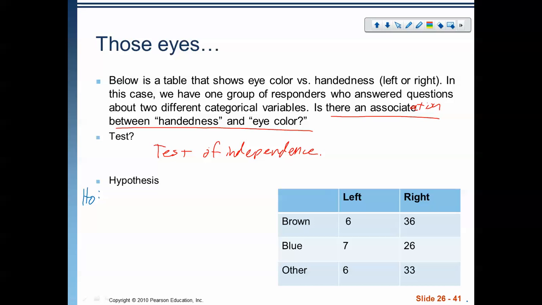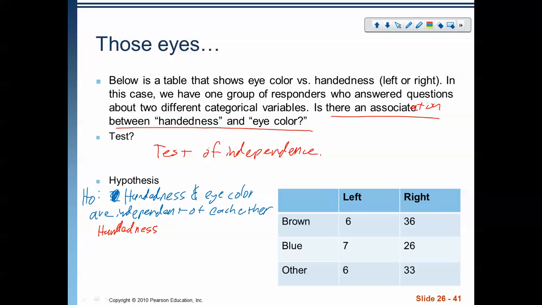You can write it one of two ways. We're not writing a question, so we would say handedness and eye color are independent of each other. That is saying that they are independent. However, if we were using this language of association, we're saying handedness and eye color have no association. So just be careful.